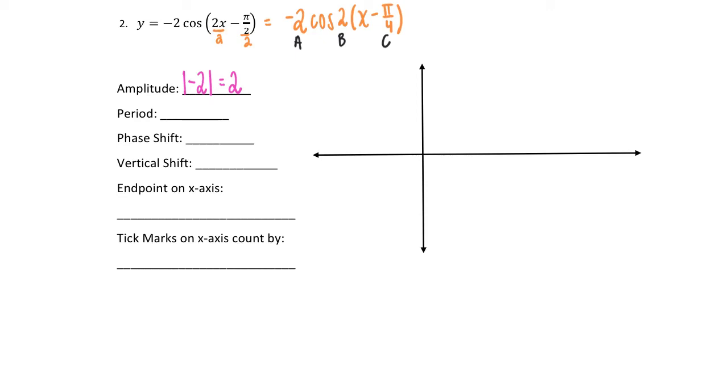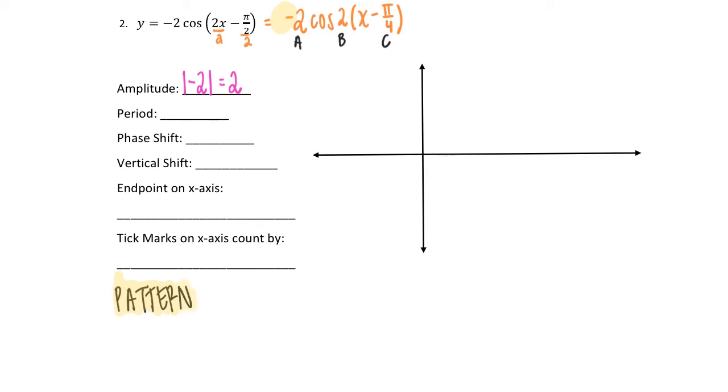Now, when I have a negative out in front, I always make a big deal about it because it's easy to forget. That negative is going to, in the future, affect our pattern when we fill that out. So while it doesn't affect the amplitude, it does affect the shape of the curve. We'll get there in a minute.